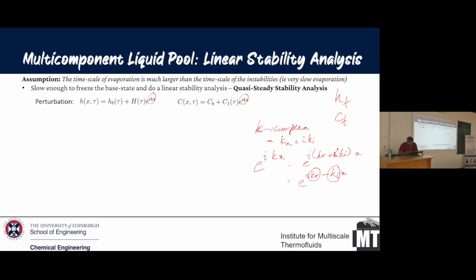So if you split this up, it is e to the power i kr x multiplied by e to the power minus ki x. You can say that this is contributing to the growth in space, and this is contributing to the frequency. That's how we look at the stability analysis, and it's very useful to have that perspective in mind.